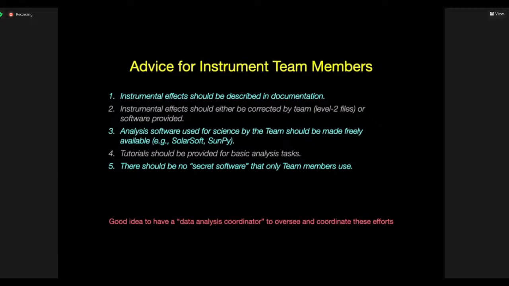And also on this point, one suggestion I have for other instrument teams is that it would be a good idea to create a role of what I may call a data analysis coordinator, someone to oversee the software and documentation and make sure it gets out to the community. We didn't actually have this for ICE, but I kind of ended up taking it on myself in an informal way as the project went on.